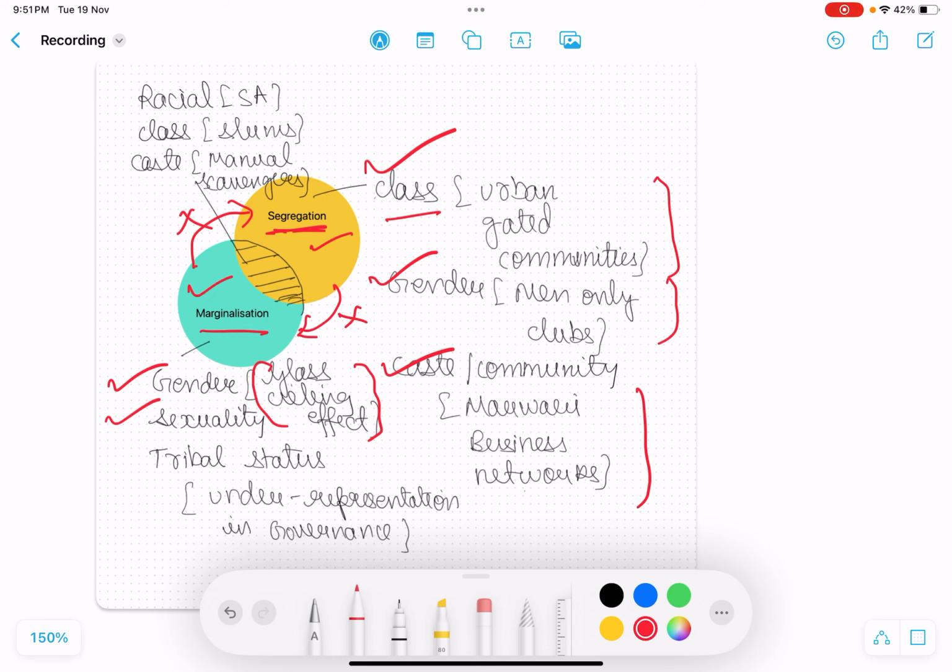They may be living in the same neighborhood as you, lesbians or gays or bisexuals or transgenders, but what they do matters much less. They may have much lesser voice and representation. So tribal status, right? Tribal communities may be underrepresented in governance structures, and that may be another case. So there is marginalization, which is not segregation. And then we come to what is both, right? So a lot of cases often segregation does result in marginalization.